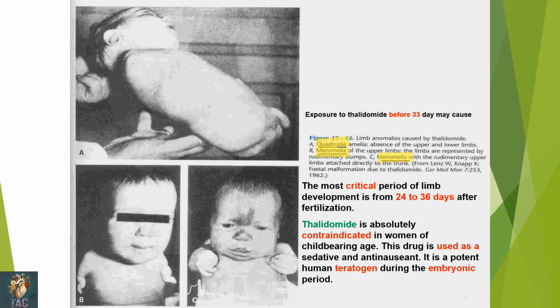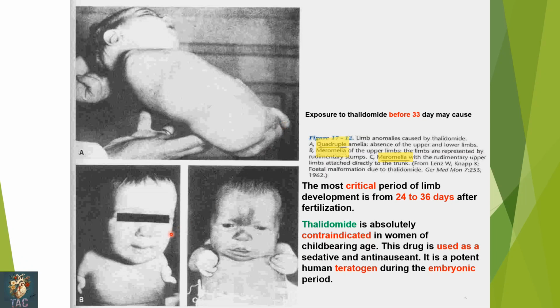So a congenital teratogen, a very important element, is thalidomide. This is absolutely contraindicated in women of childbearing age because it is the main factor, and its exposure before 33 days may cause a large number of limb developmental anomalies. Here in this condition you can see it is called quadruple amelia. In this condition both the upper limbs and the lower limbs do not develop.